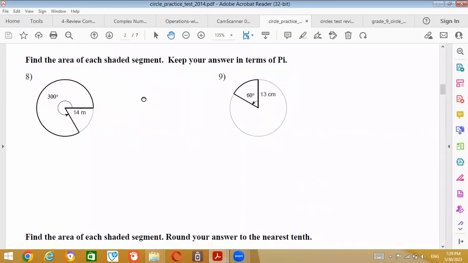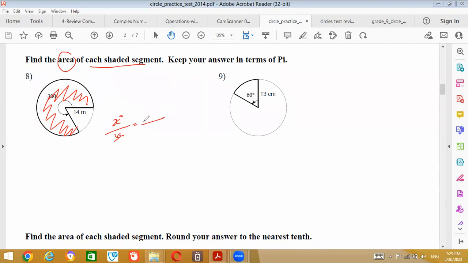The next one, find the area of the shaded segment. Keep your answer in terms of pi. I need to get the area. So x degree over 360. I will not speak about length of arc; I will get the area of sector over pi r squared. So x degree, which is 300 over 360, equals the area of sector over pi r squared, with r equal 14, and then cross multiply or shift to solve.